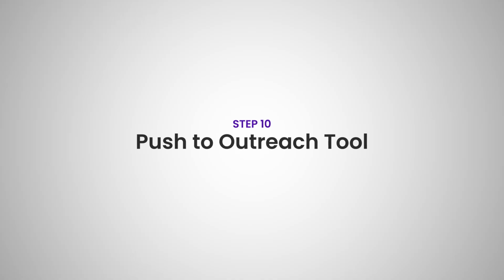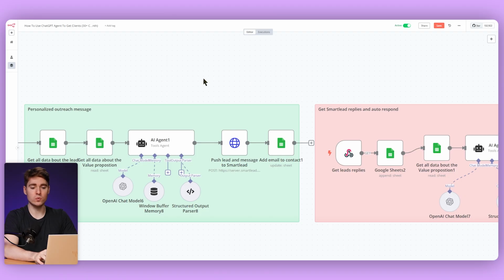We're then going to push the data to the outreach tool, and we're going to use Smart Lead because it has a very flexible API. But if you want, you can also use tools like Salesforce, Sales Handy, or Instantly. And again, you can create a free account for Smart Lead, and you have a 14-day free trial, and you don't need a credit card whatsoever.